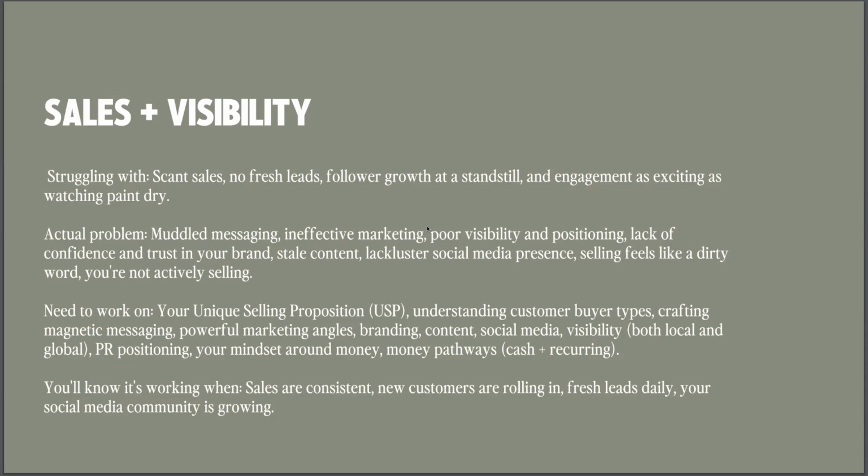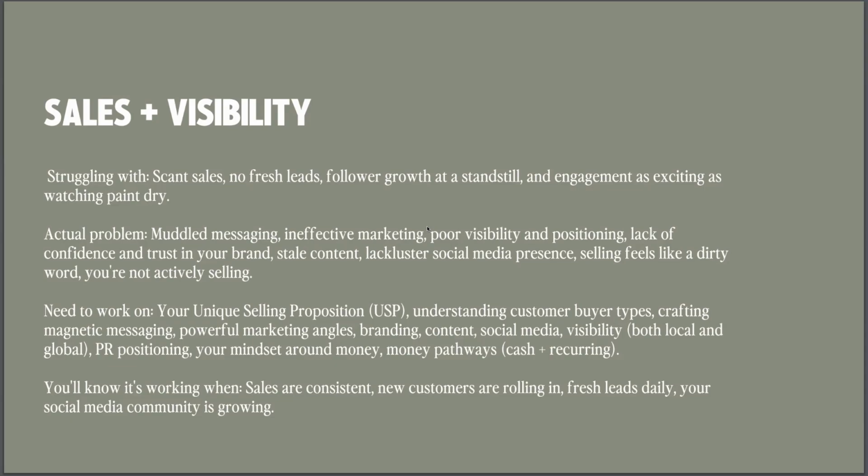If that is the problem and you're like, yep, this is me, these are the things that you need to work on. You need to understand your USP, understand your customer buyer types. There's 4 of them, and you need to know which one your customers sit in. Craft magnetic messaging, powerful marketing angles, your branding, your content, social media, and then visibility, which is both local and global and includes things like PR and positioning, media, that type of stuff.